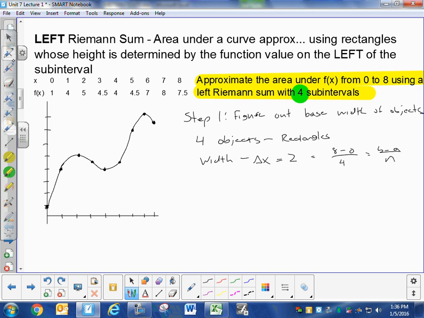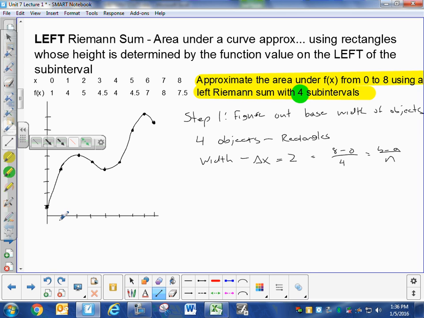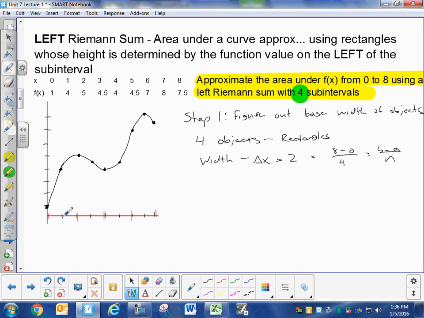All right, so that means for my rectangles, I can start and figure out the bases. We go from 0 to 2. There's my first base of my first rectangle. From 2 to 4. There's the next rectangle's base. 4 to 6. The next one, 6 to 8. Okay, so I'll call this rectangle 1, rectangle 2, rectangle 3, and rectangle 4. There we go. 4 subintervals, 4 rectangles, 4 bases.